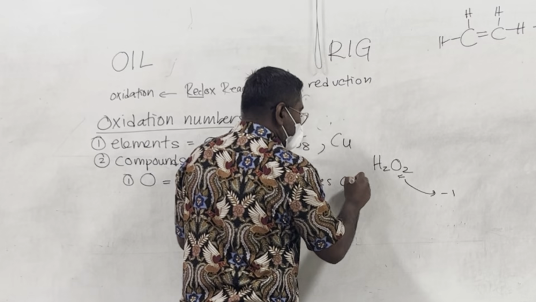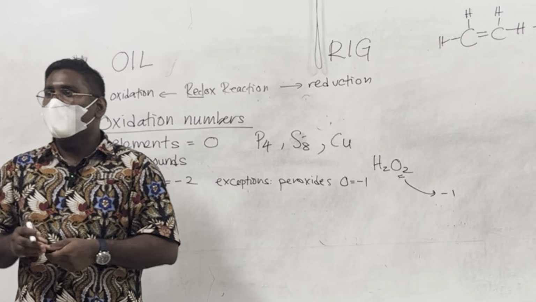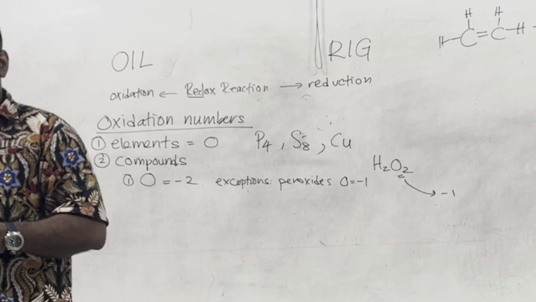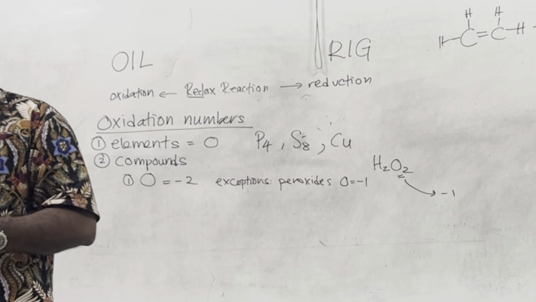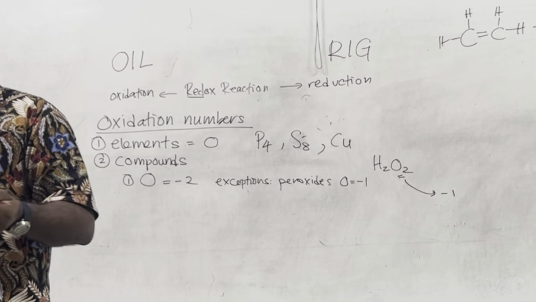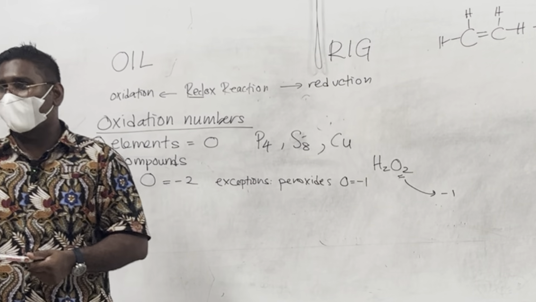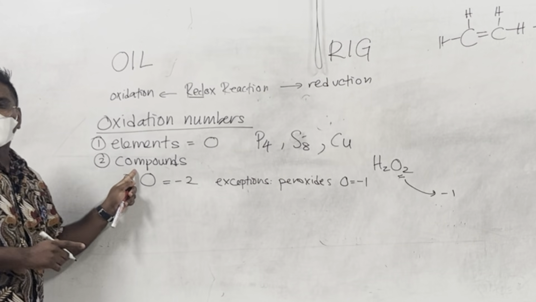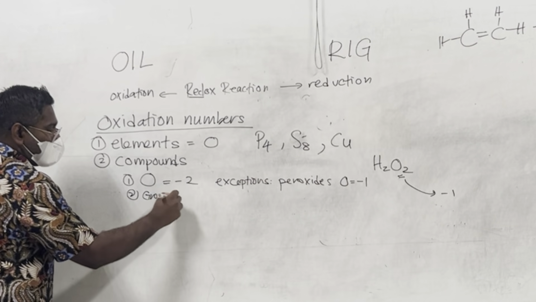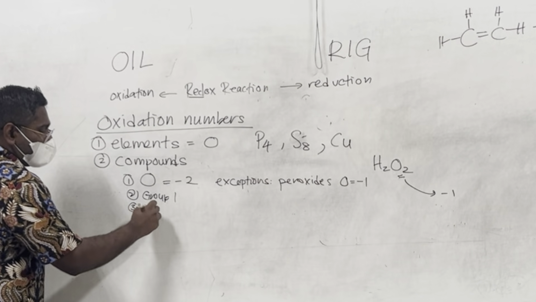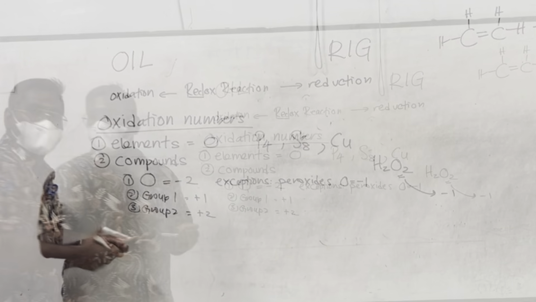So peroxide, oxygen is going to be -1. Now hydrogen. Most of these, group 1 and group 2, tend to follow the group number. For example, potassium in a compound will give you +1. We are still talking about in compound. So certain group 1 elements and group 2 elements will actually follow +1, +2, and so on.